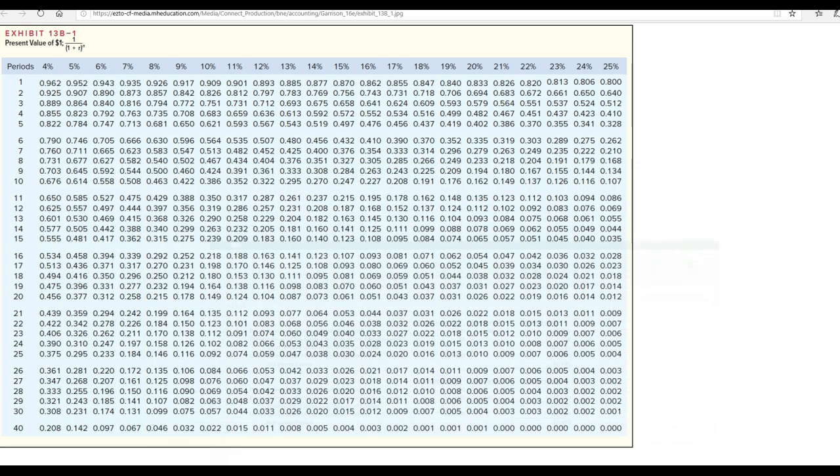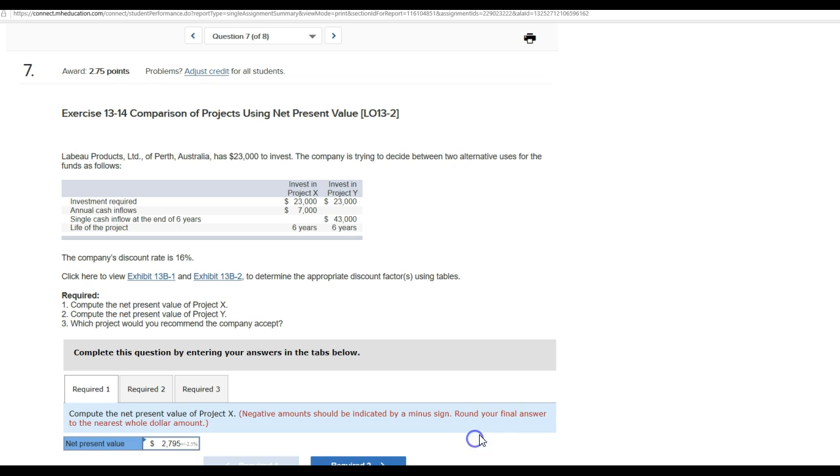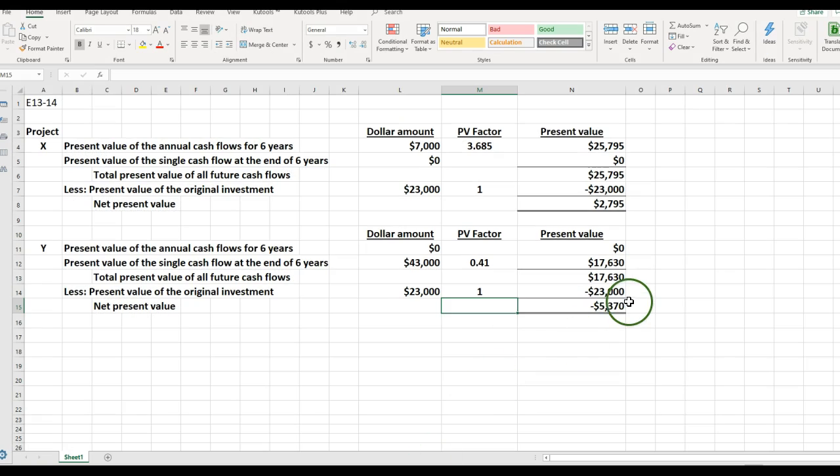Going back to the problem, you can see that's the answer down here. Requirement 2 is project Y. There's the negative 5,370. That's what we have here.